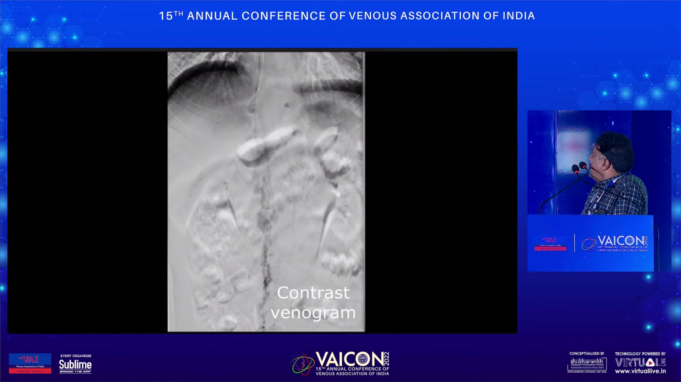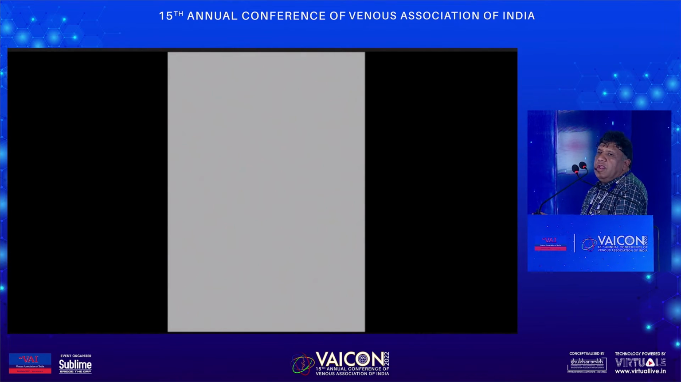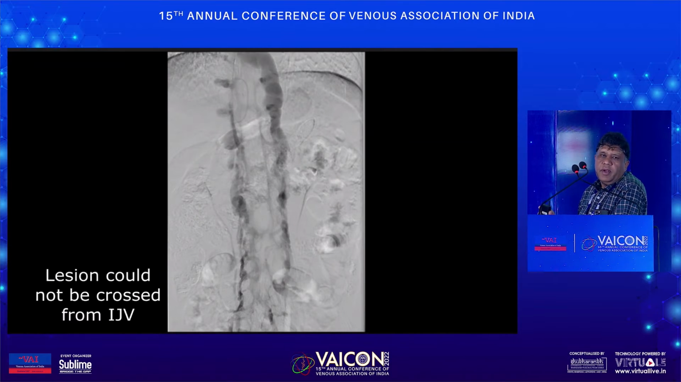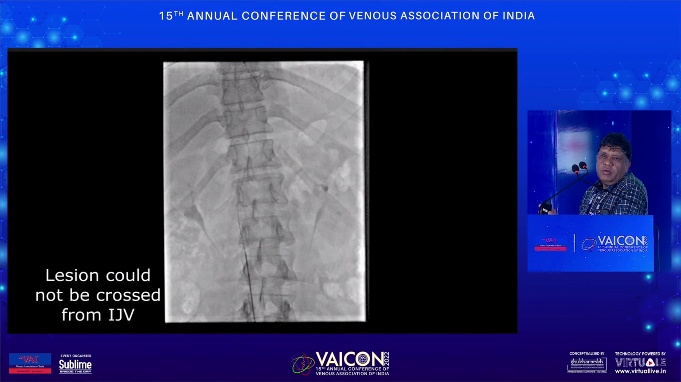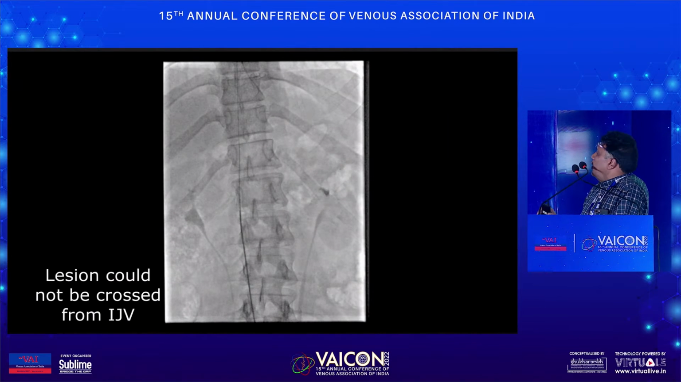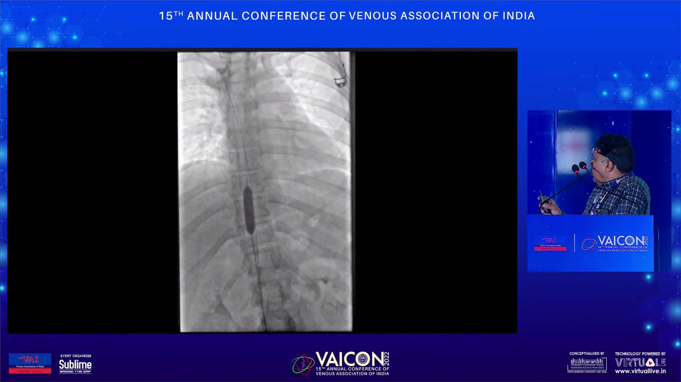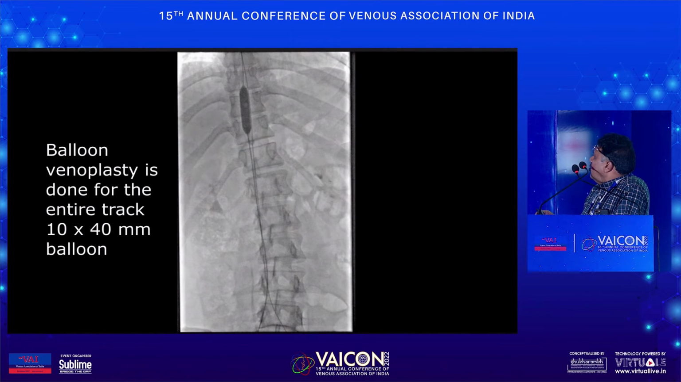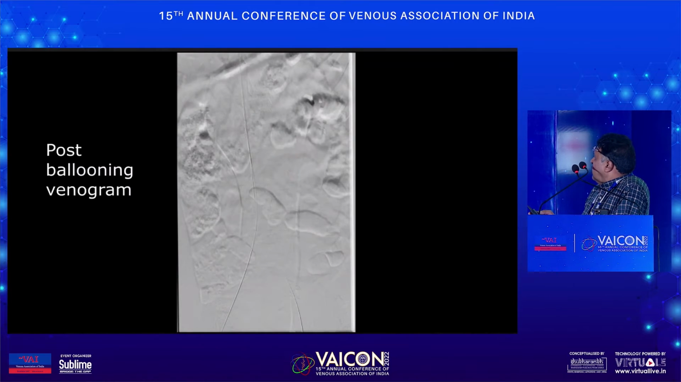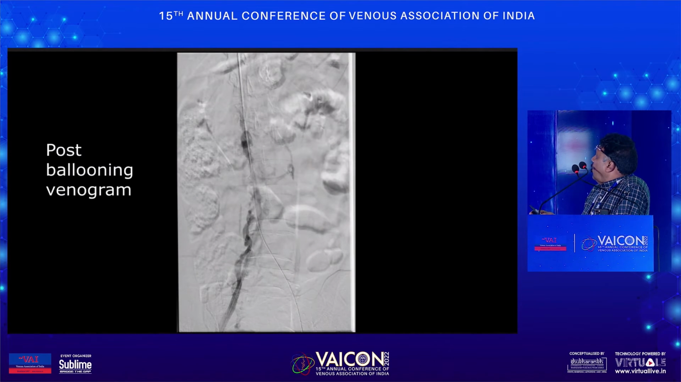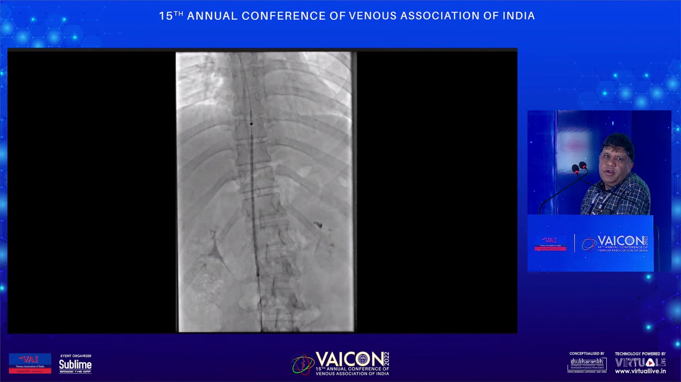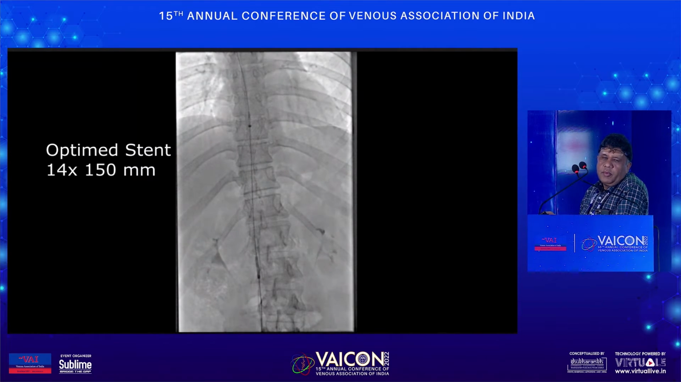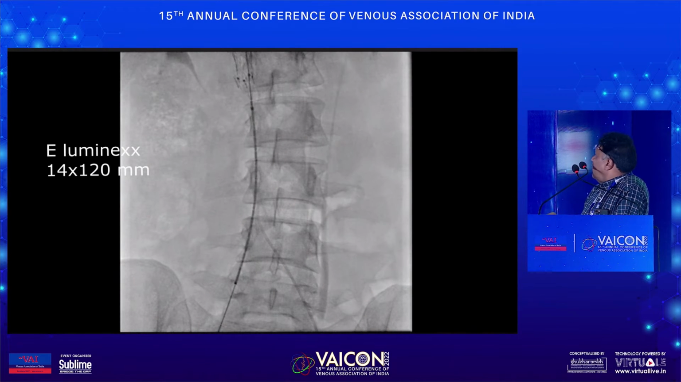And here, if you can appreciate, the whole IVC was clogged up to the suprahepatic segment also, till it was entering the right atrium. So we had to make the lumen throughout the IVC, balloon it, and then stent the whole IVC right from the suprahepatic vein up to the bifurcation and in the iliac vein.